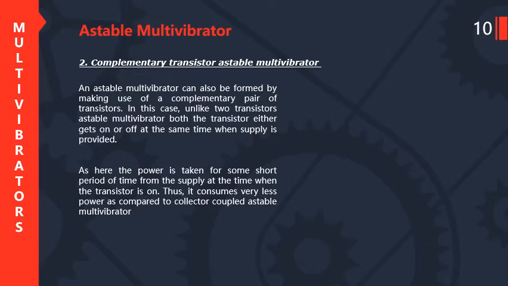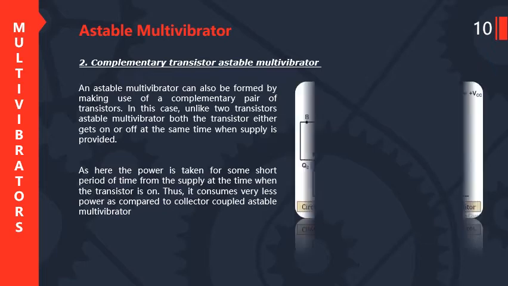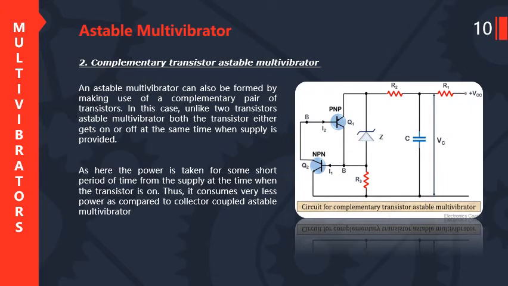An astable multivibrator can also be formed by making use of a complementary pair of transistors. In this case, unlike the two-transistor astable multivibrator, both the transistors either get on or off at the same time when supply is provided. So this is the circuit diagram for the complementary transistor astable multivibrator. इसमें भी हमने दो ट्रांजिस्टर का यूज किया हुआ है.